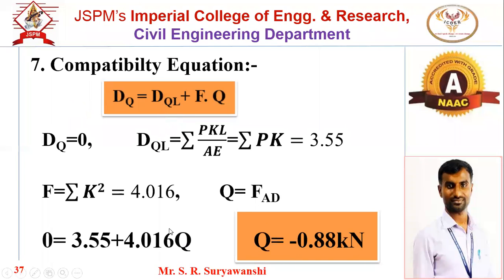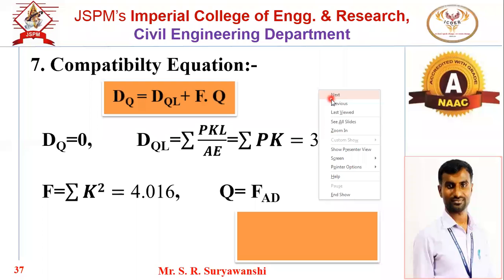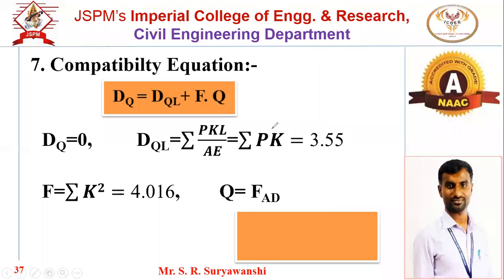So we get 0 is equal to summation PK 3.55 plus summation K square 4.016 into q. Q is the final member force in redundant member AD. If you simplify, minus 3.55 divided by 4.016, so q will be minus 0.88 kilonewton. Now this q is the correction factor, or the redundant force in the final member, the redundant member AD. So that q represents the final member force in the redundant member.